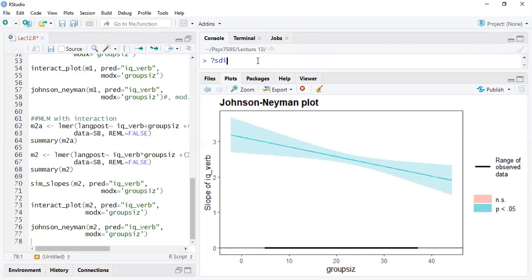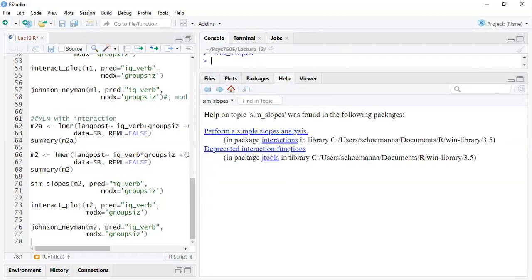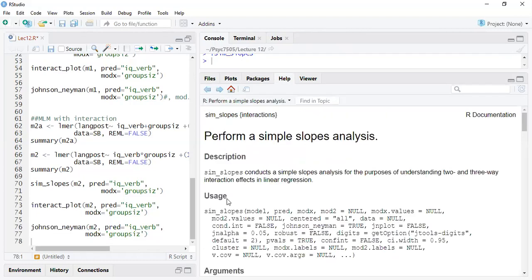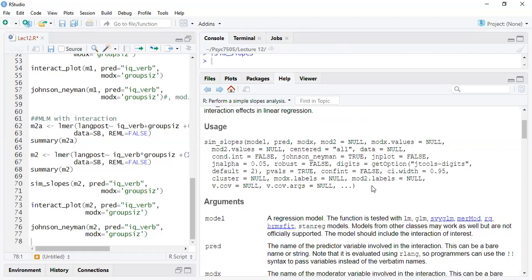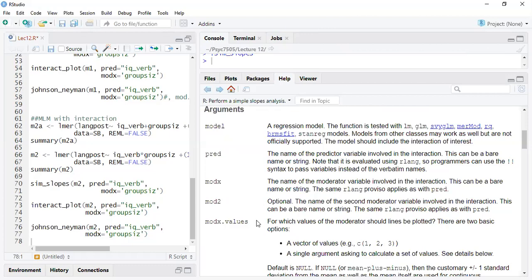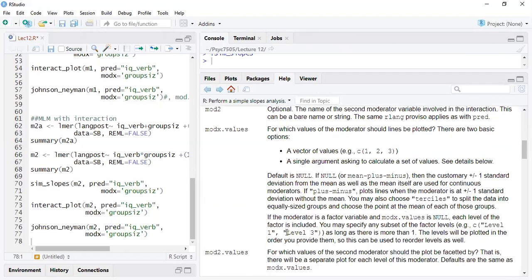So I am going to look up really quickly the form of simple slopes. You can see there are lots of different options. One of them is modx.values. And all of these will work with interactions too, I want to mention. modx.values is NULL by default, and the default is mean plus or minus one standard deviation. You can also use terciles, which splits the data into equally sized groups and takes the mean of each of those groups. That's a new one, or you can give it a set of values.